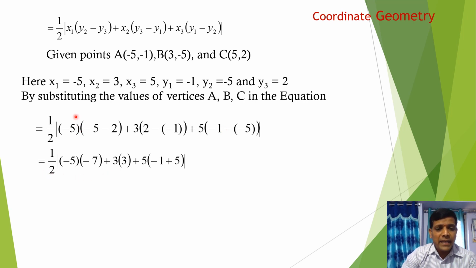Half into minus 5 into minus 5 minus 2 we get minus 7, plus 3 into 2 plus 2 plus 1 we get 3, plus 5 into minus 1 plus 5. Now next step, half into minus into minus plus 5 into 7, 35, plus 3 into 3, 9, plus 5 into minus 1 plus 5, 4. Right? 5 into 4.